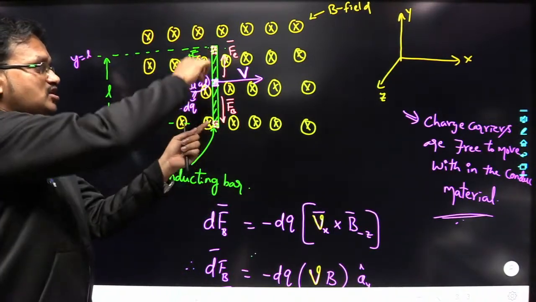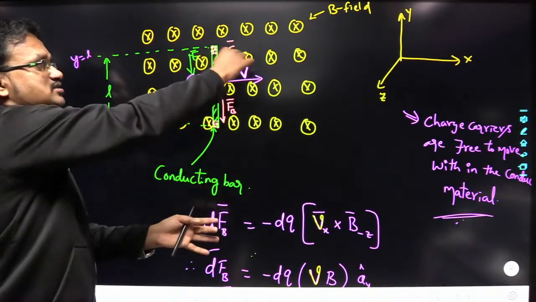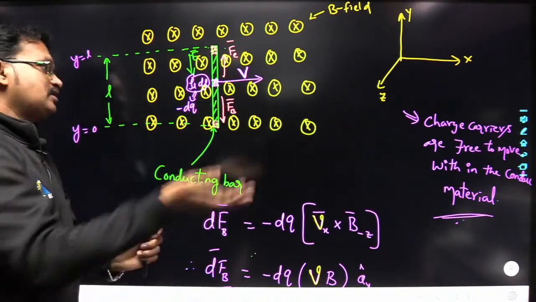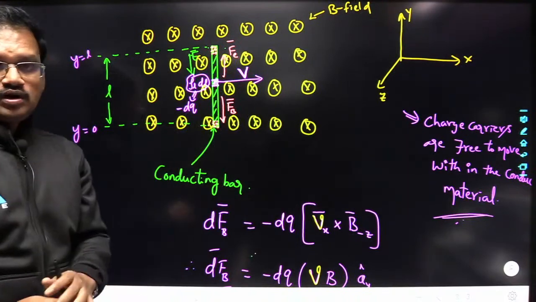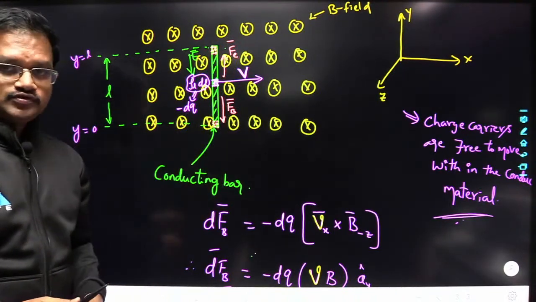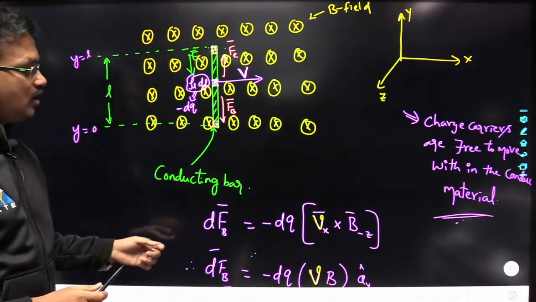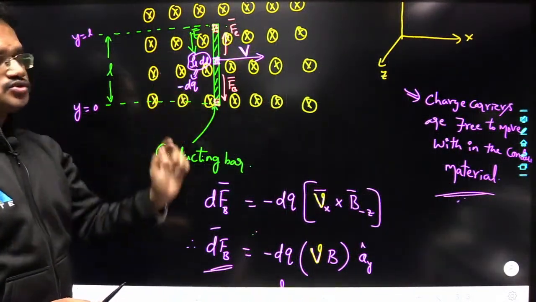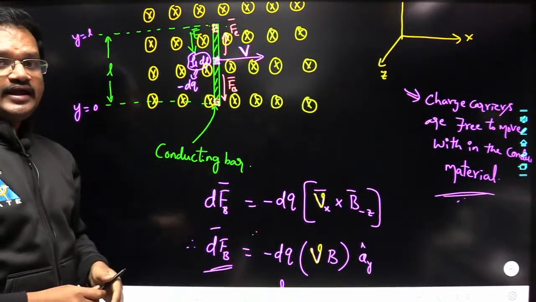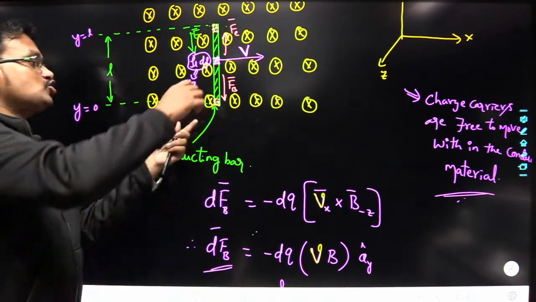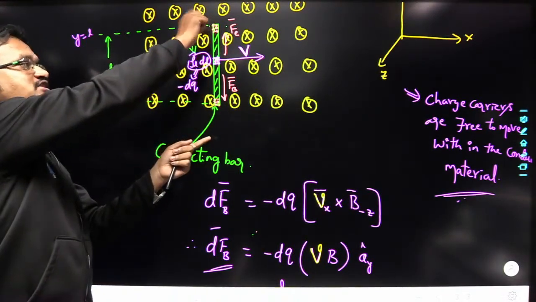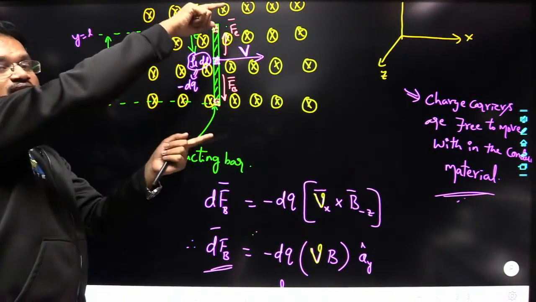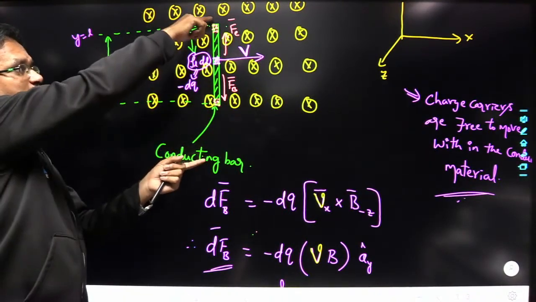As this charge separation goes on increasing, the electrical force will also go on increasing. At one stage, this electrical force will become equal to the magnetic force. Understood? Okay. So now under equilibrium condition, you can equate these two and you can get the expression for the induced voltage. Yes or no? Here the top is positive and bottom is negative. So that means there develops an induced voltage between top and bottom.